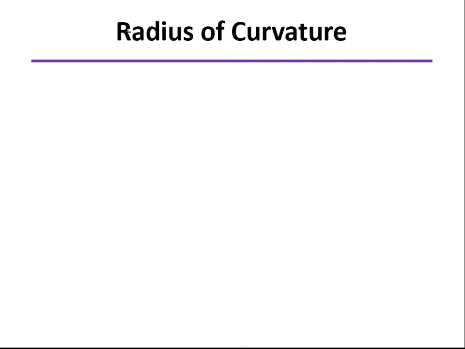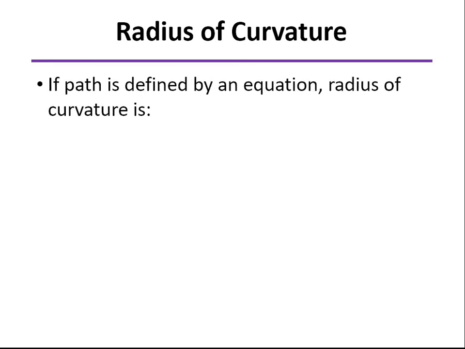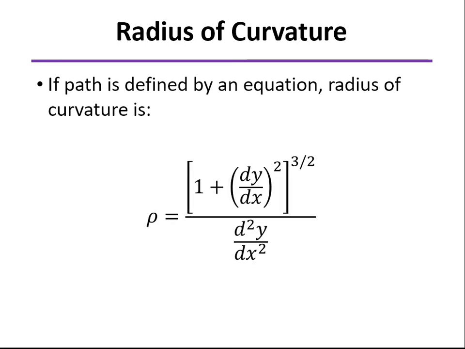Now, in many cases, the curve that we're following is going to be given by an equation. Something that you might have learned in calculus is how to find the radius of curvature at any point. We do that with the first and second derivatives of y with respect to x. That definition of the curve lets us define what the radius of curvature is at any point.